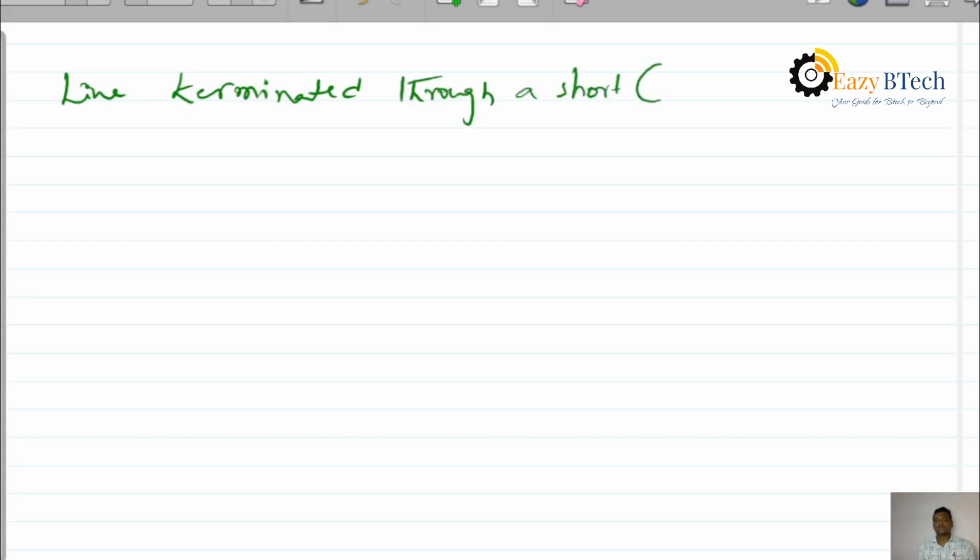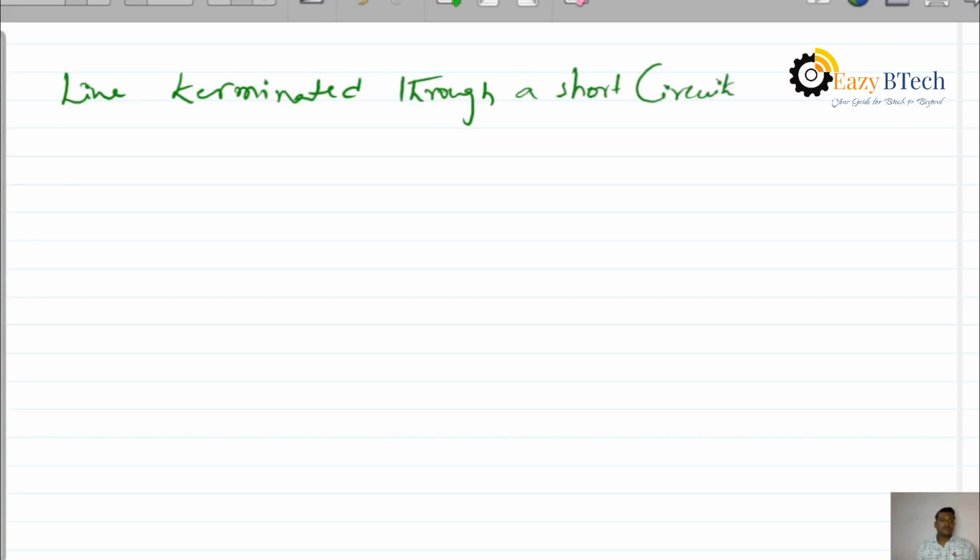In this video, we'll learn about the coefficients for refracted and reflected waveforms when the line is terminated through a short circuit.